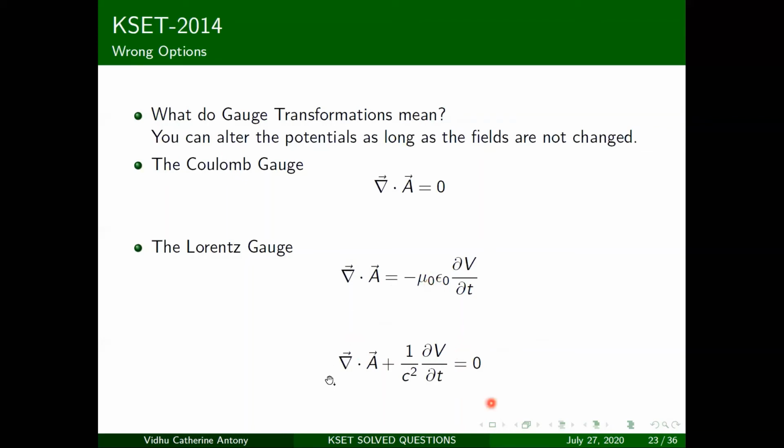This was the question that we had last time. It was a different way to represent your Lorentz gauge. So del dot A is equal to minus mu naught epsilon naught dou V divided by dou T. Your mu naught epsilon naught was basically 1 by C squared. So you get something like this: del dot A is equal to minus 1 divided by C squared into dou V divided by dou T.